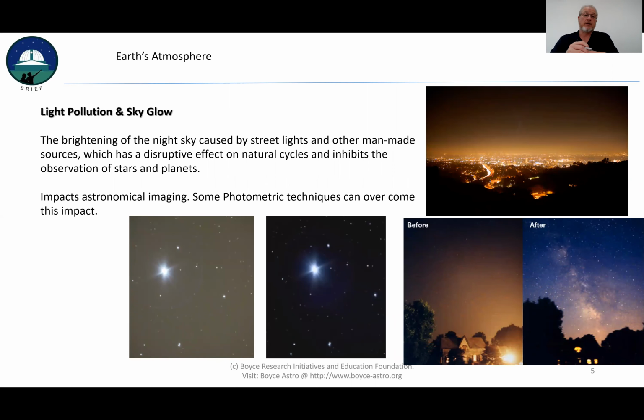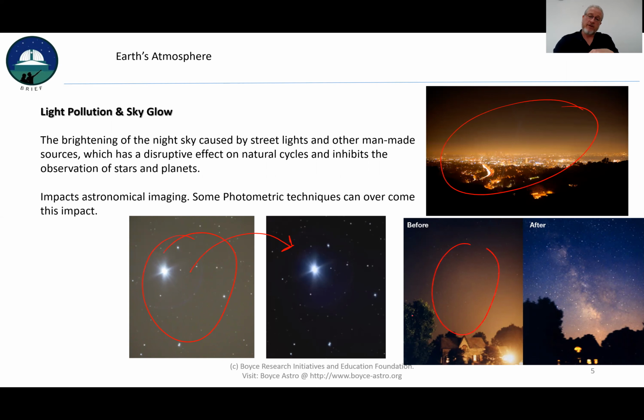Light pollution and sky glow. The brightening of the night sky caused by streetlights and other man-made sources has a very disruptive effect on the natural cycles and inhibits the observation of our stars and planets. When you look here at the Los Angeles basin, there are many stars that are visible, but you cannot see through all of the light pollution provided by man-made objects to see those stars. In this image, when you do bias, flat, and dark subtraction, you can overcome some of these effects and get an image like this that looks a little more representative of the sky at night.